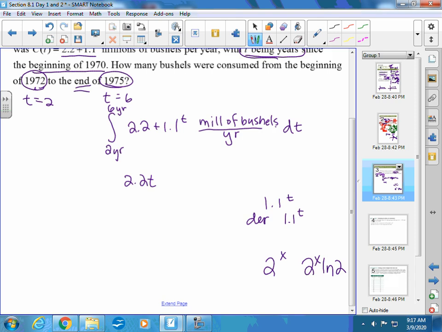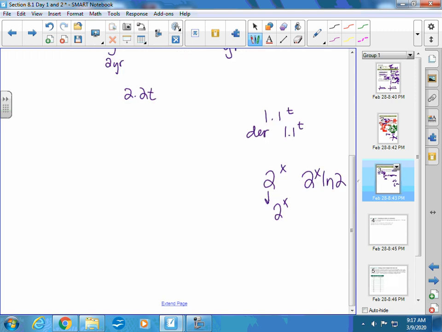Okay, so now you're ready for the antiderivative. The antiderivative of 2 to the x is 2 to the x, same thing that it is, but instead of multiplying by natural log of 2, you're dividing by natural log of 2. That one doesn't come up very often. Certainly didn't come up much in the last chapter because you're supposed to know that antiderivative. I was giving you things you didn't know an antiderivative for.